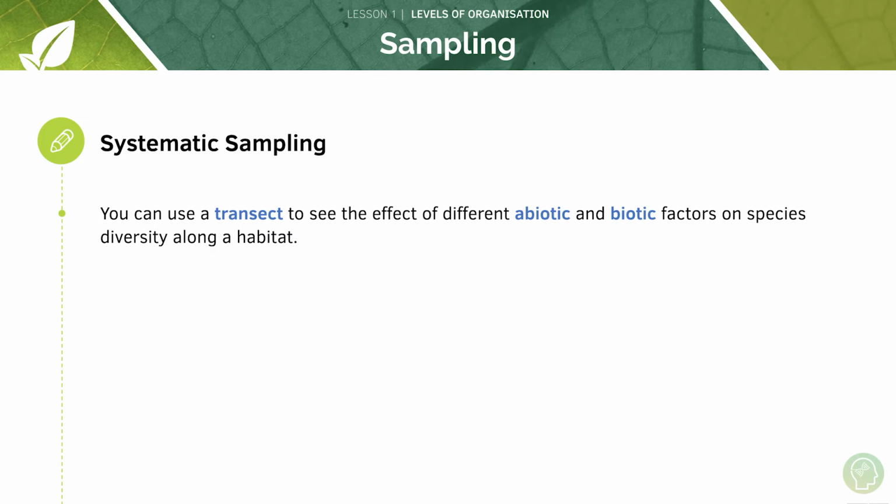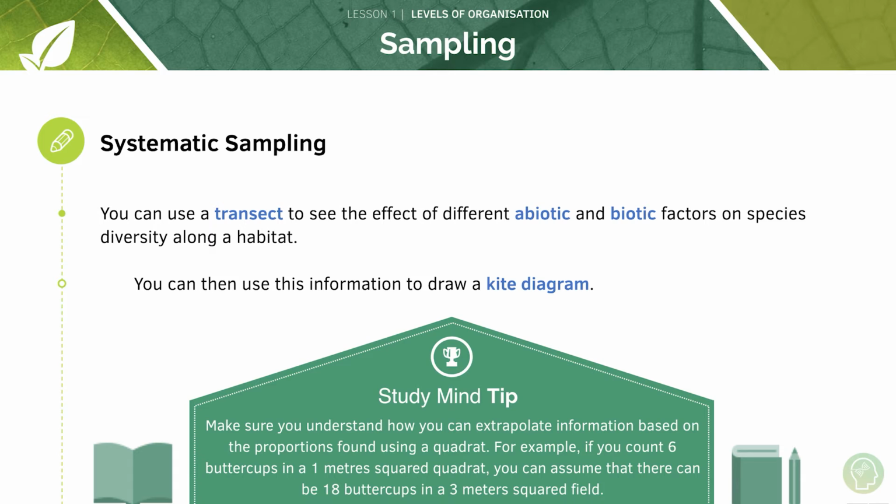So you can use a transect to see the effect of different abiotic and biotic factors on species diversity along a habitat. You can then use this information to draw kite diagrams. This allows us to present our data.